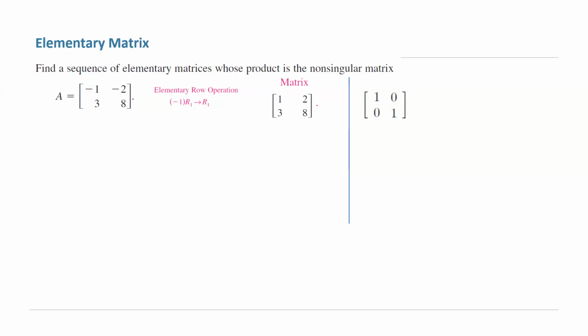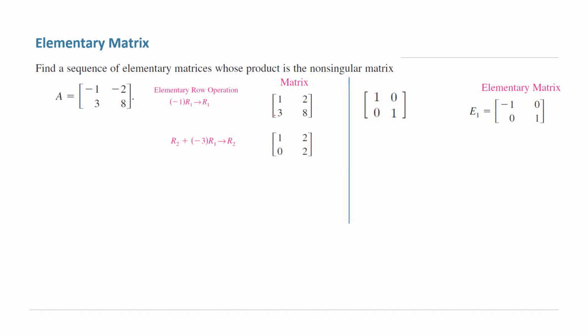Now you're going to write down your identity matrix and apply the exact same elementary row operation to it. It means that you're going to multiply the first row by -1. This is your first elementary matrix. Now let us go back to our matrix here. We're going to make 3 become 0. So multiply the first row by -3 and add it to the second row.